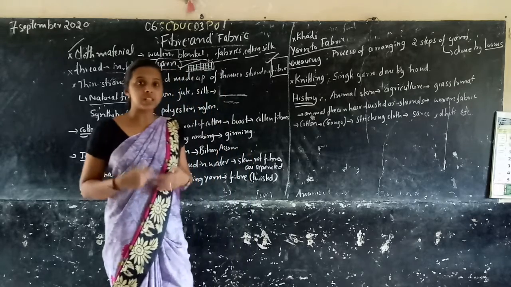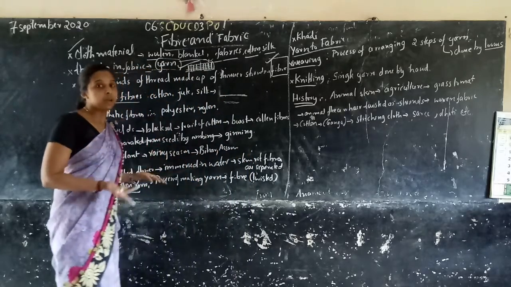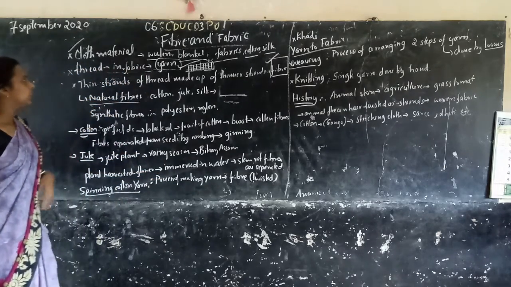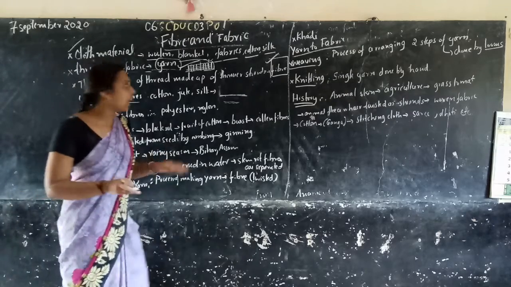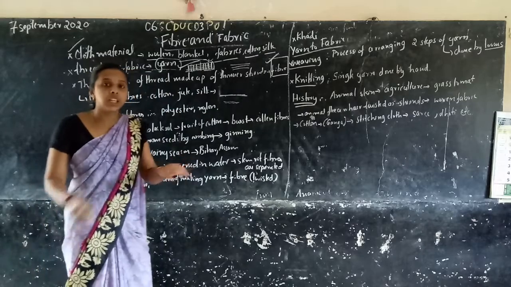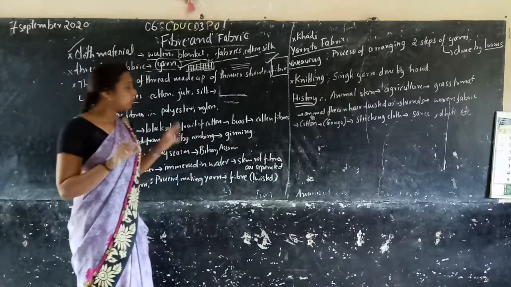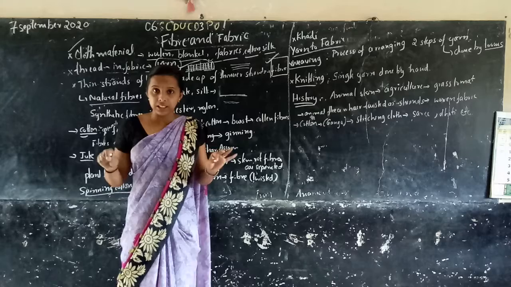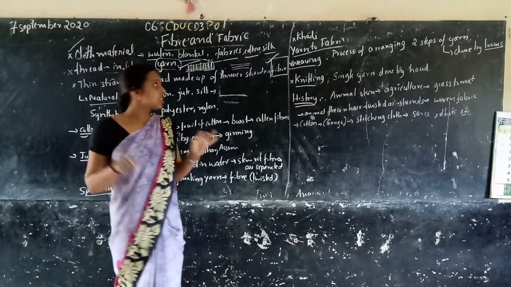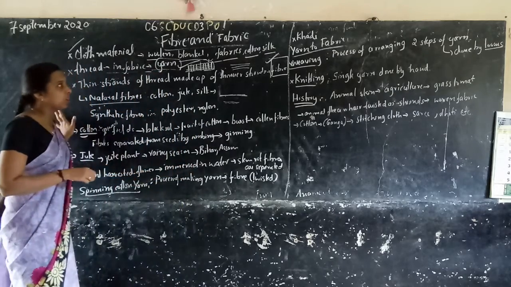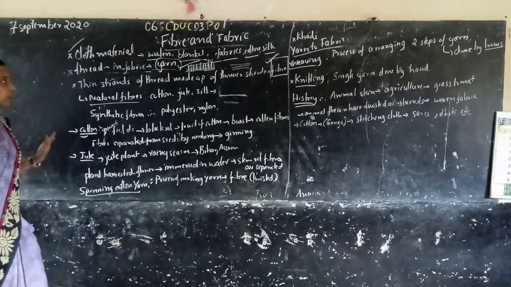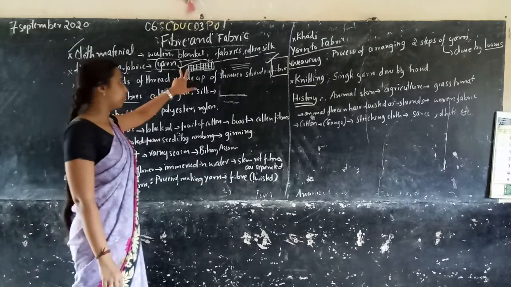So we study in this class what fibers and fabrics are. The thread of thin fiber is called yarn. Yarn means the fiber has small threads which are arranged in a proper way. Such threads we call yarn. Okay, student? Yarn means the threads which are present in fabric.